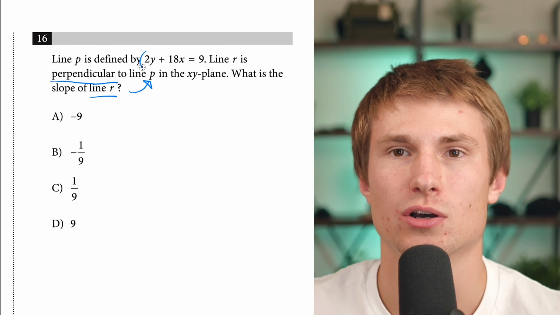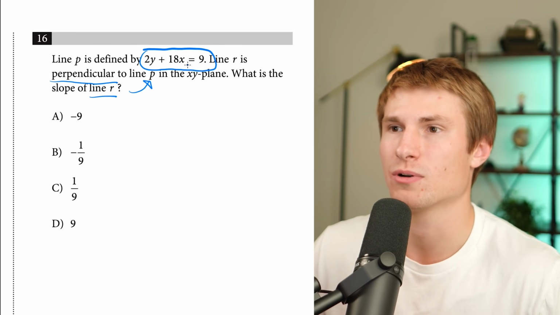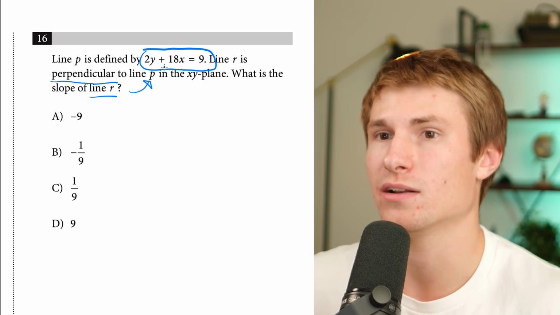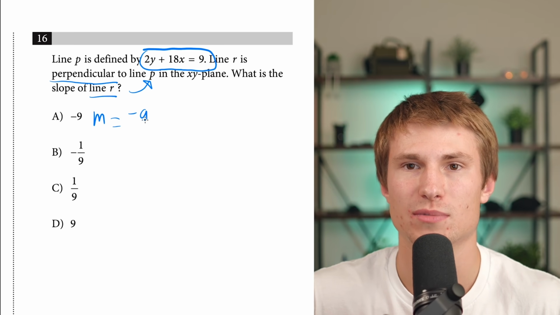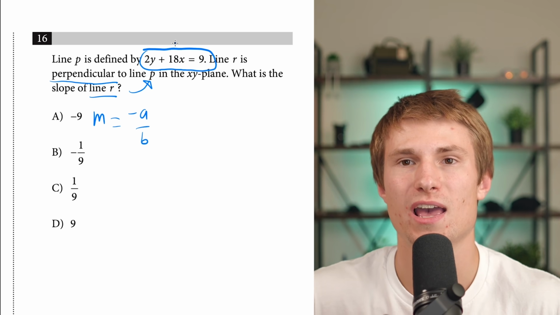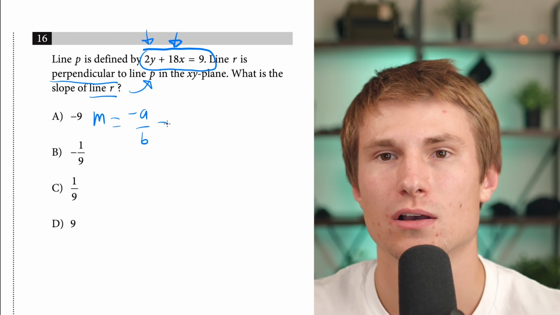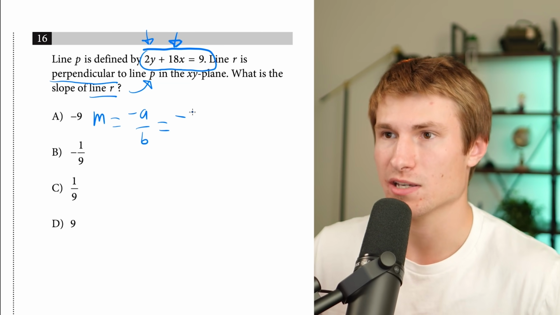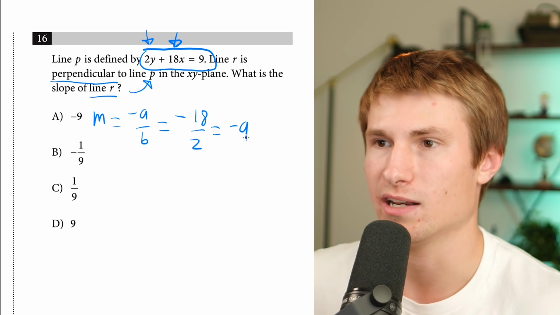Now, the first thing you're going to notice is that we have 2y plus 18x equals 9. This is called standard linear form. It's when we have our y and our x on the same side being added together and they are set equal to some constant. Because it's in standard linear form, we can use the equation m equals negative a over b, where a is the coefficient in front of x and b is the coefficient in front of y. In this case, our a value is 18, so negative 18 over 2, which is going to equal negative 9.